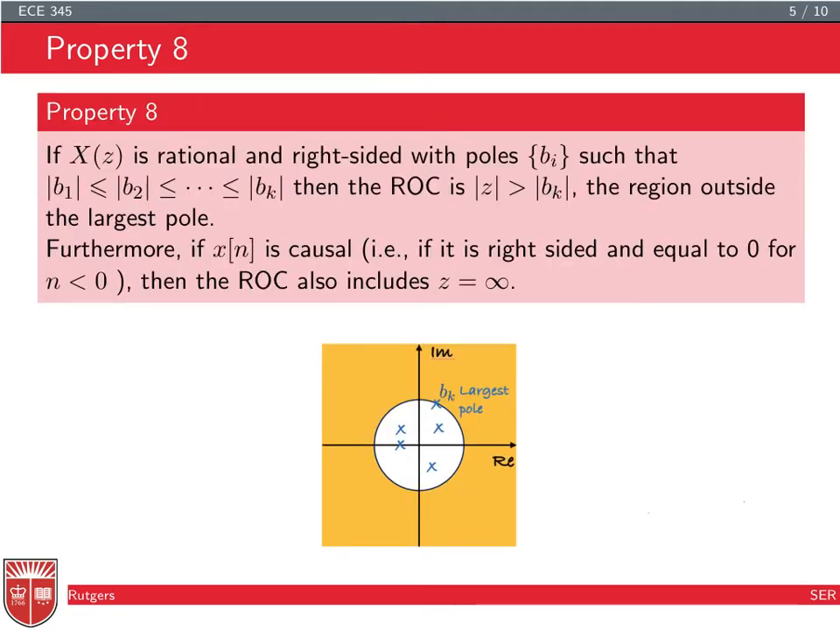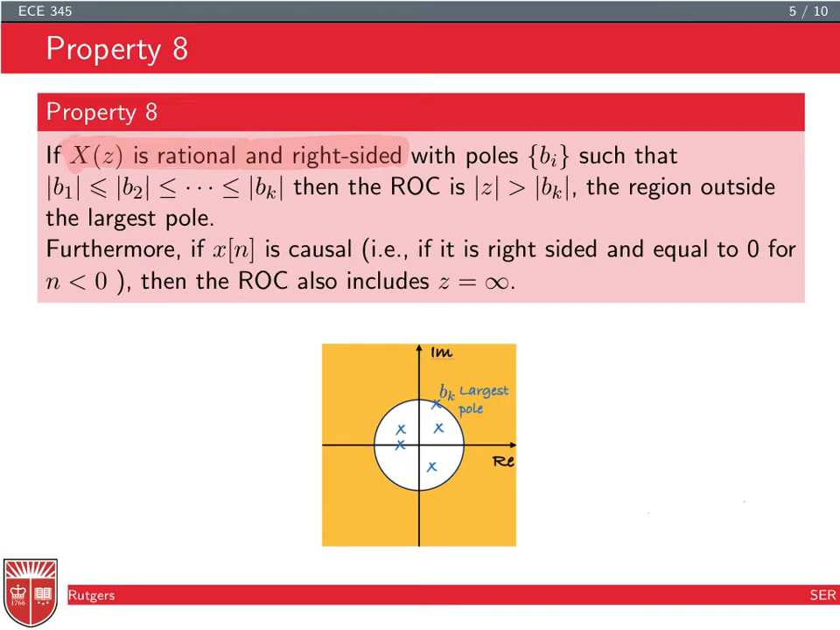Now we're going to talk about property 8, which is a very important property, which is going to make finding the ROC of a rational function super easy. And like I said, in most engineering systems, what we're going to deal with is rational functions, because basically these are the functions that will arise when we're studying a linear time invariant system or an LTI system. Now, the first case we're going to attack is the case where the signal is right-sided. So this is why this is very important.